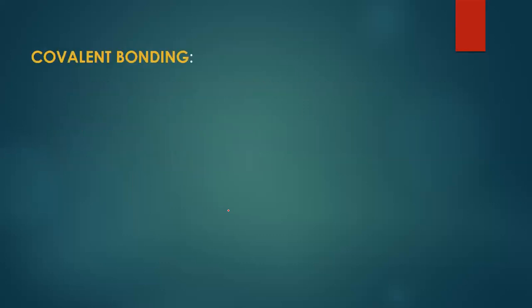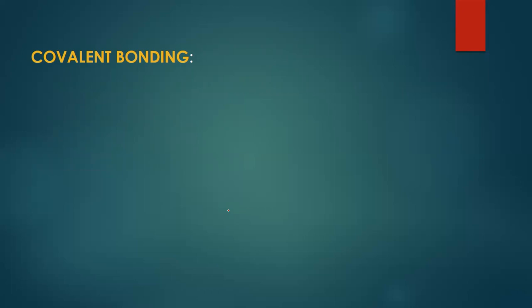Okay, so let's look at covalent bonding. Remember, ionic bonding involves the transfer of electrons from one atom to the other. But in this type of bonding, which is covalent, the electrons will not be transferred from one atom to another, but there will be a sharing. They will be sharing electrons, in short. So it is from the same sharing that the bond comes about.